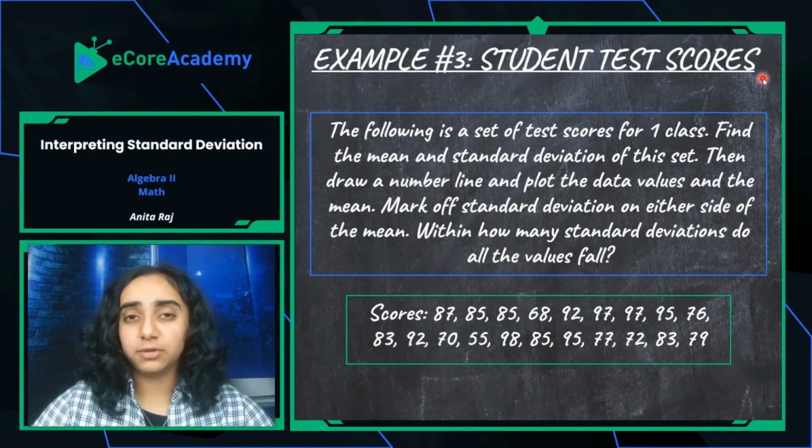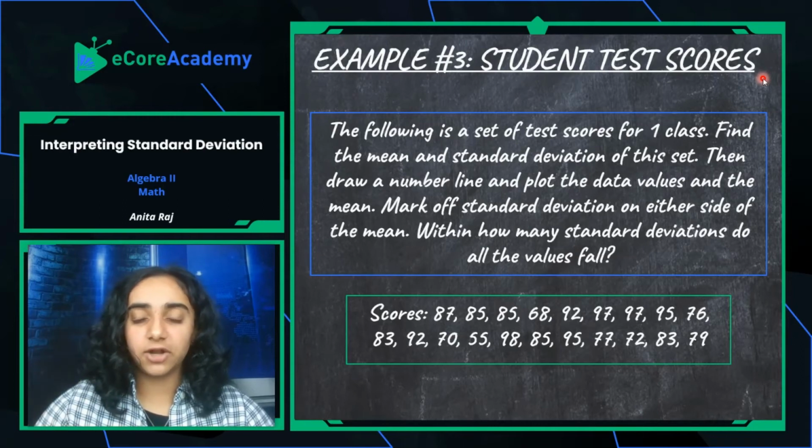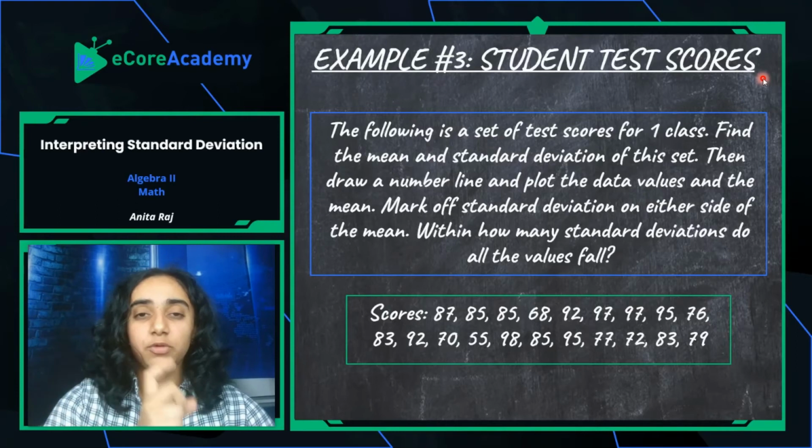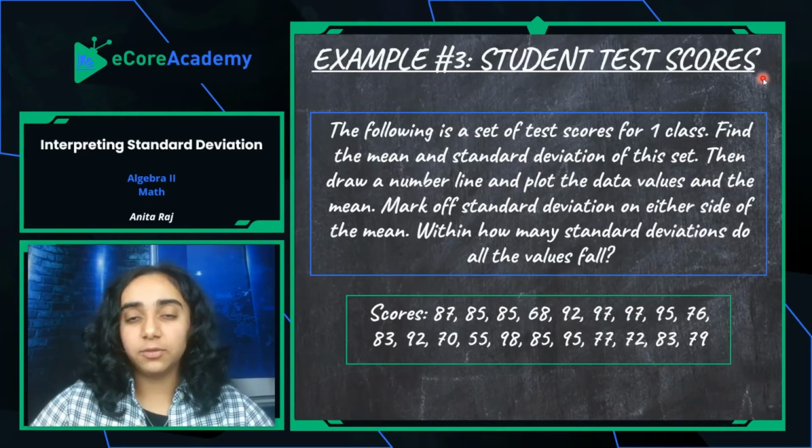Then we have to draw a number line, plot all of these values, and plot the mean. Then we have to mark off the standard deviations on either side of the mean. So the first standard deviation, second, third, etc., however many we need. And then we need to make sure all of these values fall within those standard deviations. And then we finally report how many standard deviations all the values fall in.